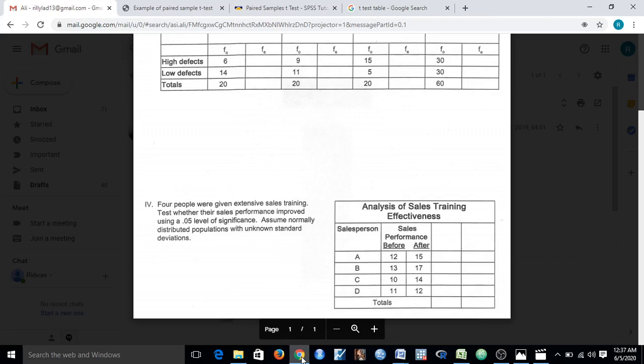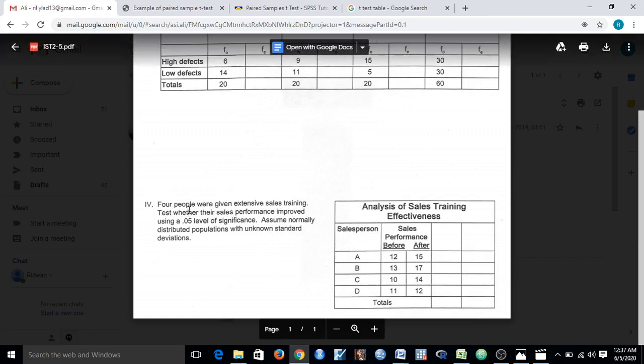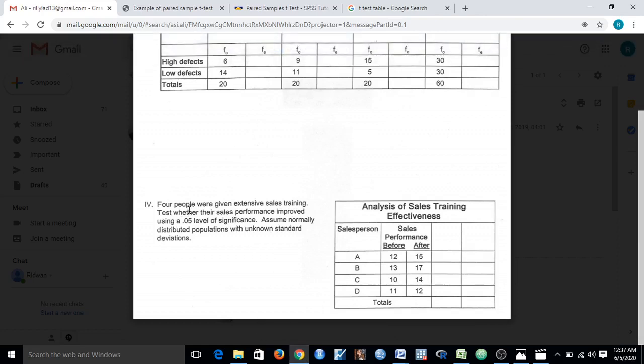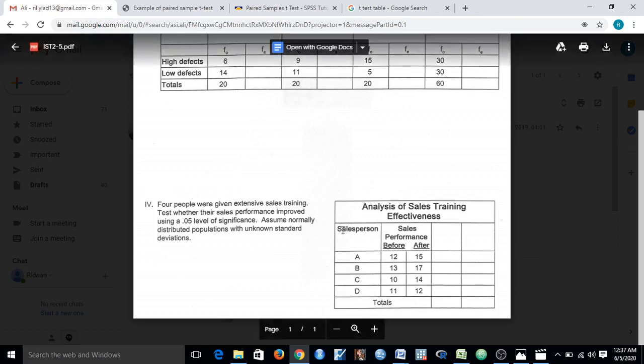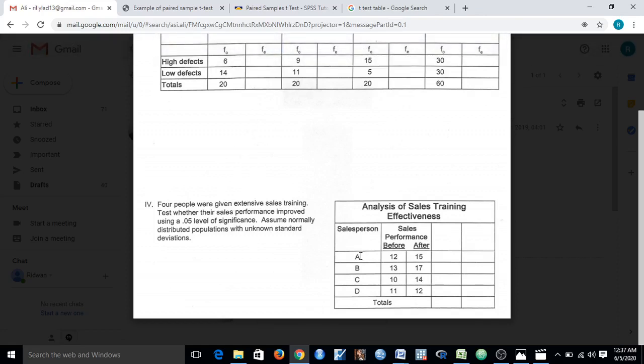I'm going to explain to you the solution of an assignment based on the paired sample test. The question goes thus: four salesmen were given extensive sales training and then we want to test whether their sales performance improved using 0.05 level of significance and assume normally distributed populations and unknown standard deviation. So what we are going to do here is to use a paired sample test to see if there is a difference between performance in sales before and after our training.